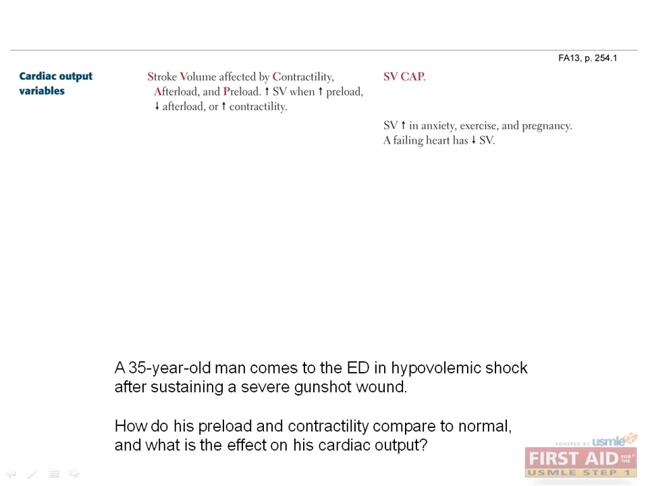Since this patient has lost a lot of blood, his preload will be low because there is less blood to return to the heart. In order to compensate, the heart will try to pump more efficiently, so his contractility will be increased. Since these two move in opposite directions, they have opposite effects on his cardiac output. But the patient is in shock, which means his cardiac output must be lower than normal and is returning less blood to his vital organs.